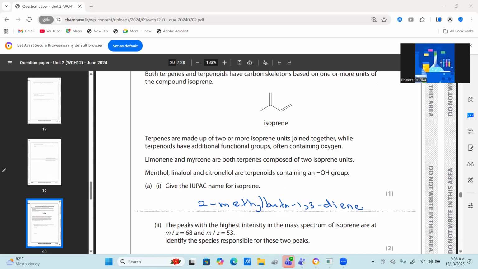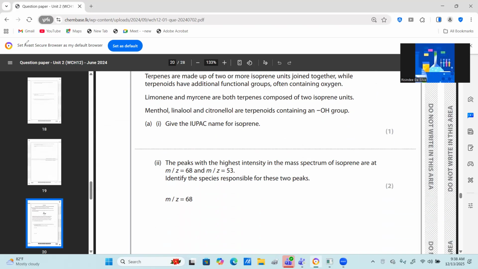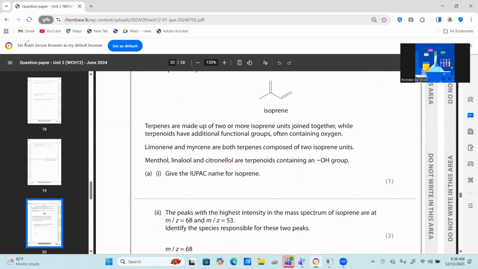Methyl-buta-1,3-diene. The peaks with the highest intensity in the mass spectrum of isoprene are at 68 and 53. If I take the molecular formula, C5H8, 12 into 5 is 60, and 8 makes 68. So we know it is for C5H8 plus. That is the molecular ion peak.